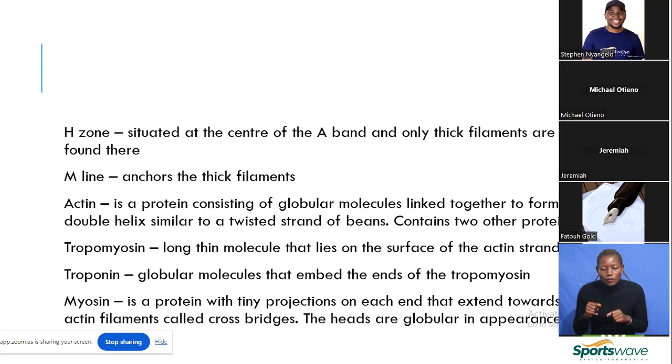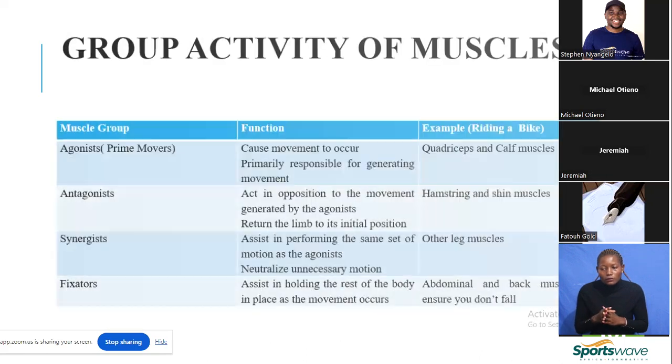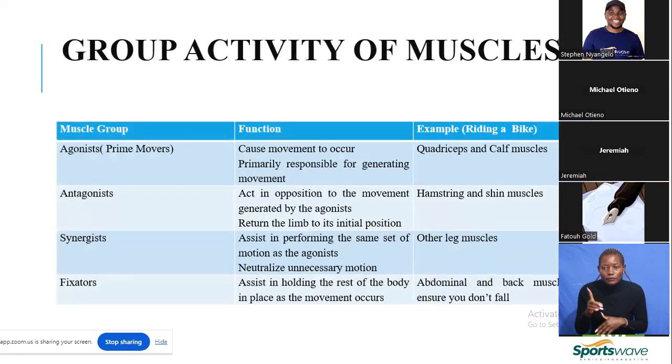It is a theory that has not really been proven as such, but it is the best explanation when you want to look at the mechanism behind muscular contraction. What I want to bring out here, in conclusion, is that muscles operate in four different groups.